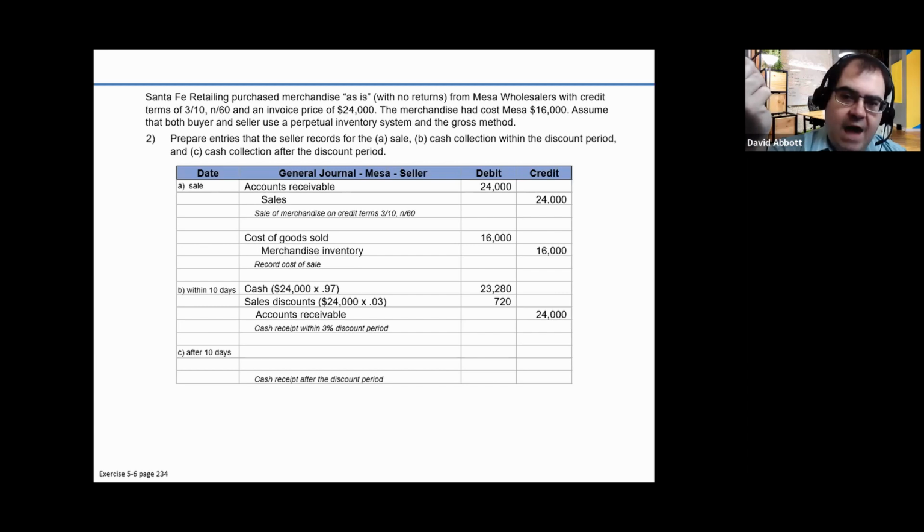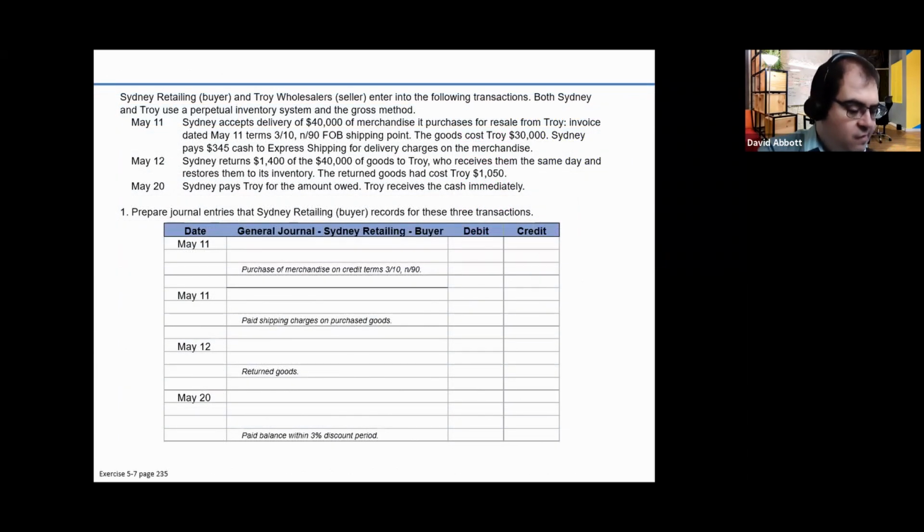Now if they pay after the 10 days, then they don't qualify for the discount any longer, so they have to pay the full amount. So then MISA wholesalers would receive cash in the amount of $24,000. That would be a debit, and then we would just credit the accounts receivable 24,000. So this is another one of these, again, a similar thing, but we'll just go over it again for more practice.